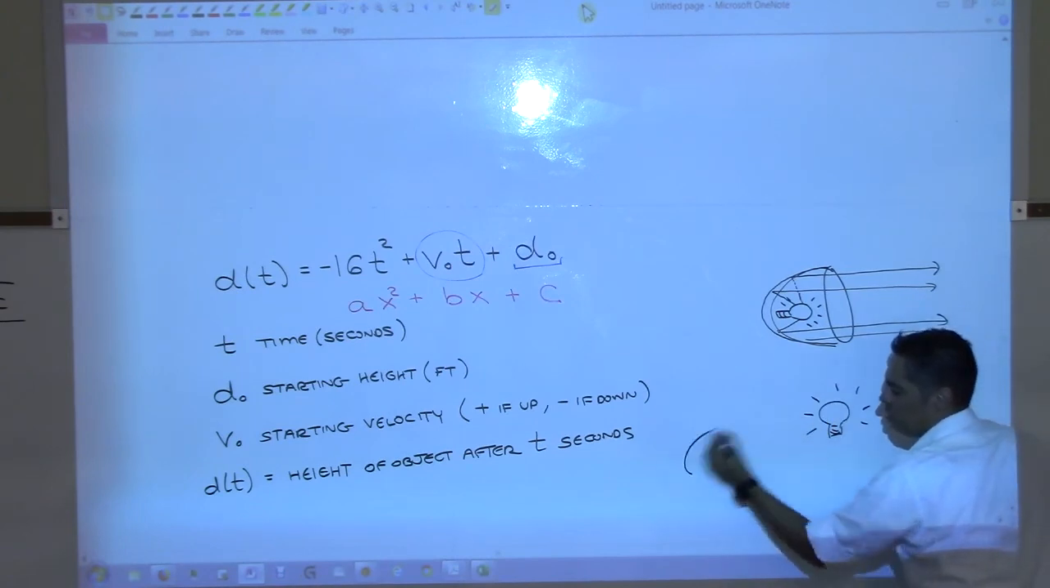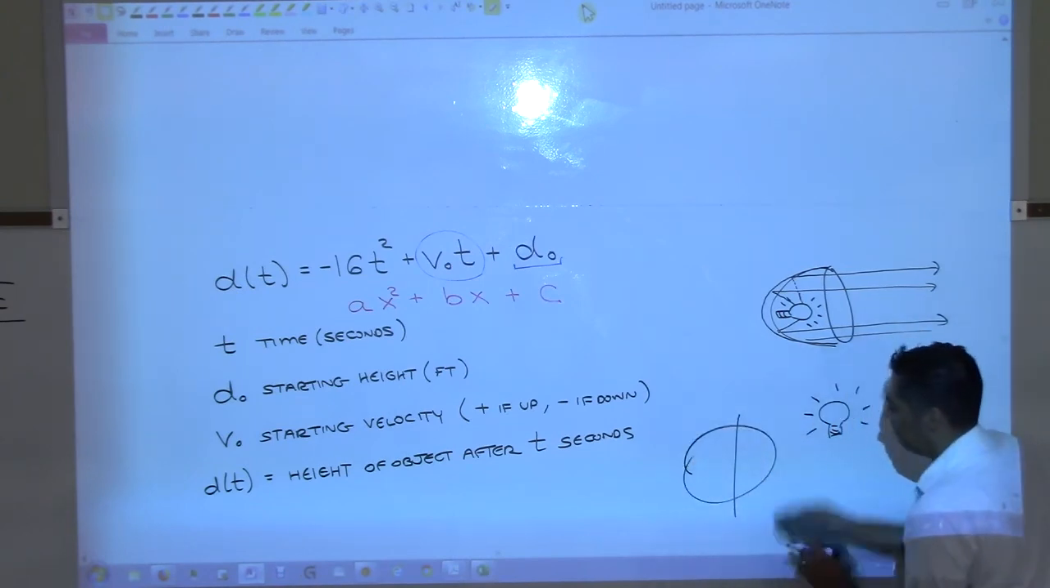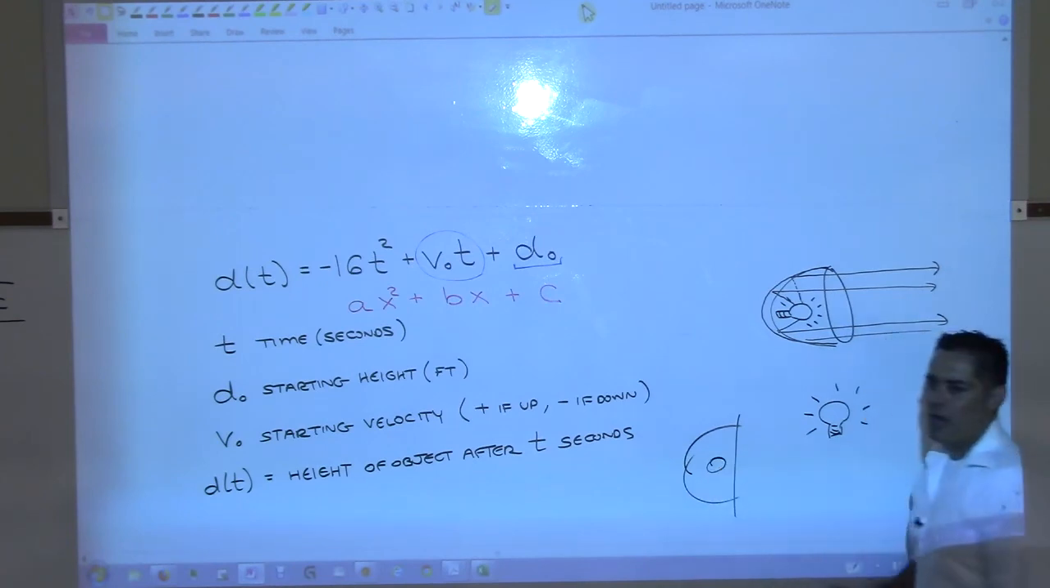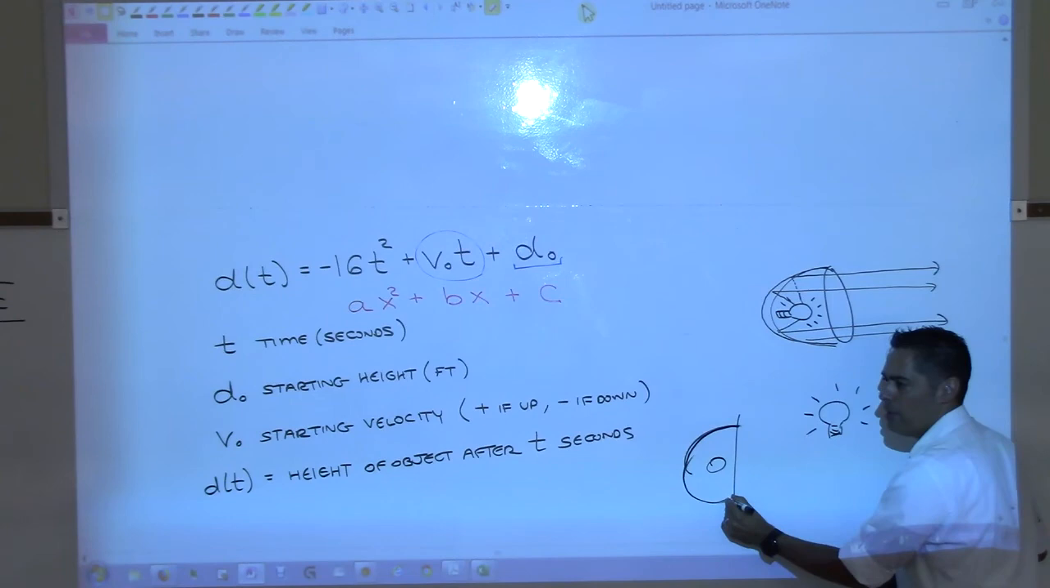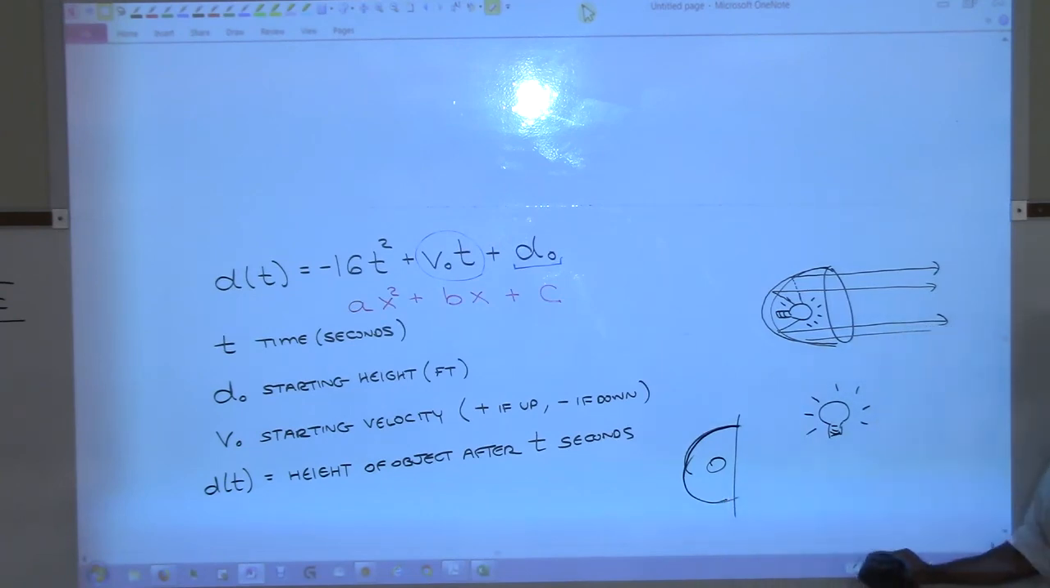If you just take a circle and cut it in half and put a light bulb in there, you're not going to get a beam of light. This shape, this half circle, is not a parabola. Parabolas are different than circles.